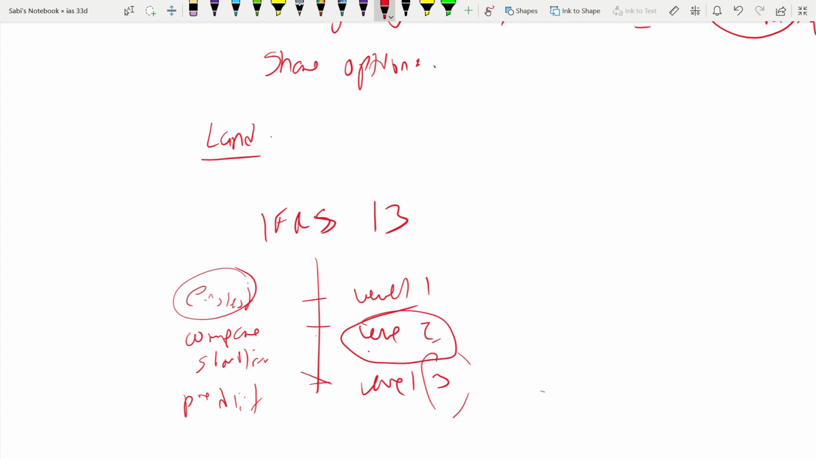So now, in level 2, you have to make adjustments. In level 1, you take the price as it is. But in level 2, you need to make adjustments. And level 3 also.